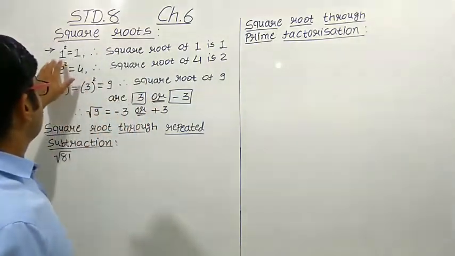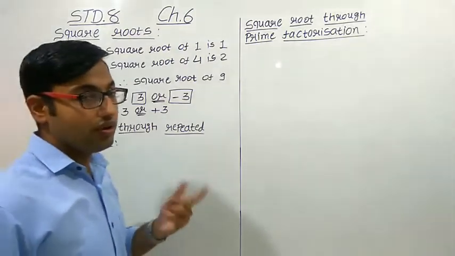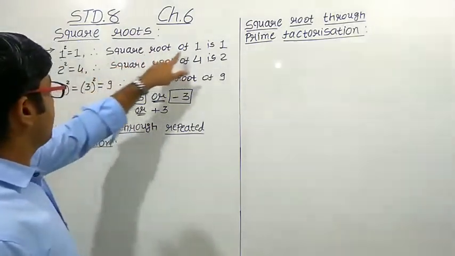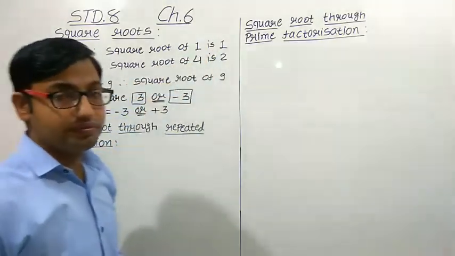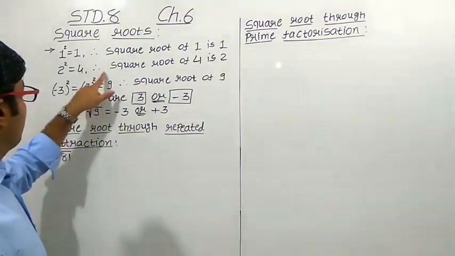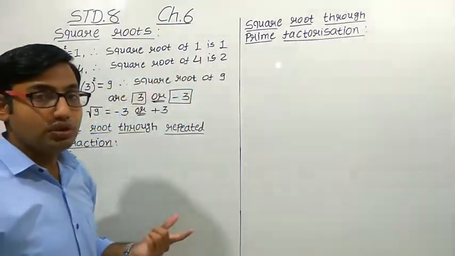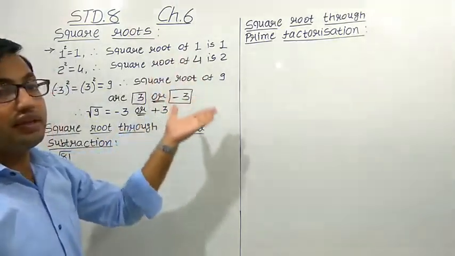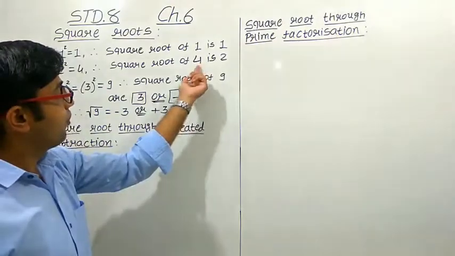So let's suppose we have 1 square. 1 square is what? 1. So we can say that the square root of 1 is 1. In the same way, 2 square is what? 4. Therefore, we can say that the square root of 4 is 2. How do we get the 4? By doing the square of 2. That is why the square root of 4 is 2.